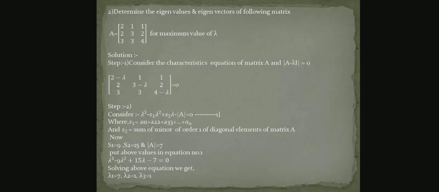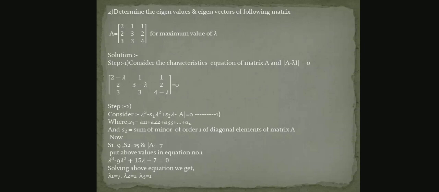Here I will explain type number 3. Matrix is not symmetric but the eigenvalue is repeated. So I will explain example number 2. Example number 2: determine the eigenvalue and eigenvector of the following matrix A for the maximum value of lambda. Lambda is nothing but the eigenvalue.